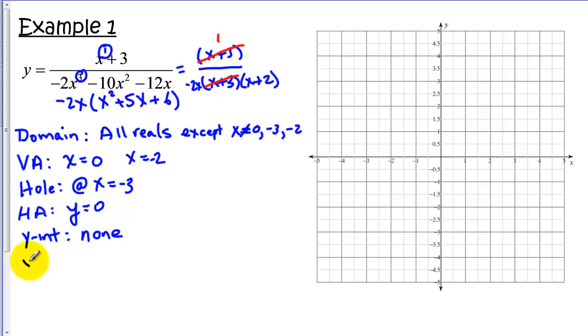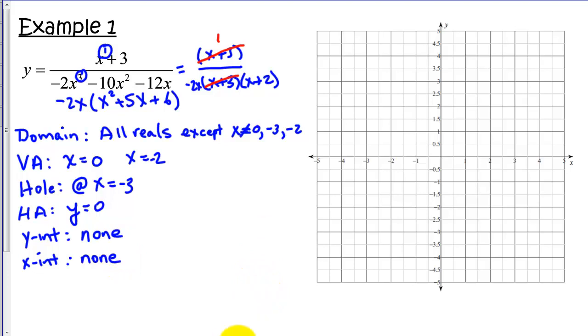And to find our x-intercepts, those are at places that make, in the simplified version, the numerator equal to 0. Well, we've canceled out our one value of x that would make the numerator equal to 0, negative 3, but that's not in the domain, so this one also does not have any x-intercepts.